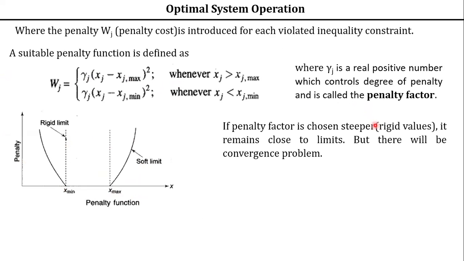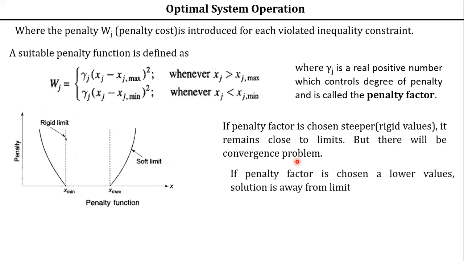If the penalty factor is chosen steeper, with rigid values, the solution remains close to the limits. Understood? That's what I have explained. But there will be a convergence problem. See here, convergence problem will be there if you are choosing the penalty factor within the limits. That means if it lies within the closed limit, convergence problems will be there.